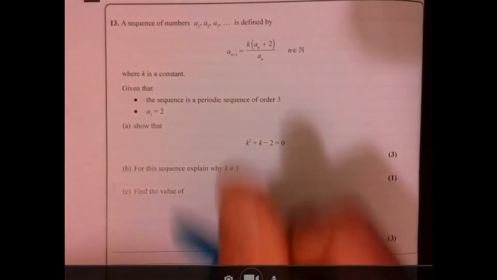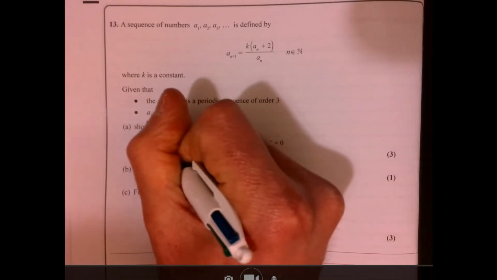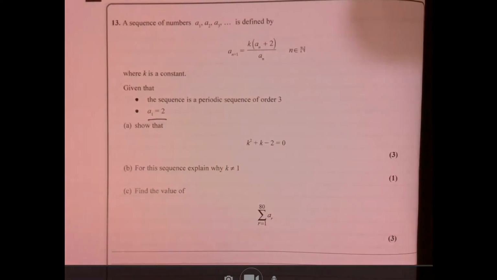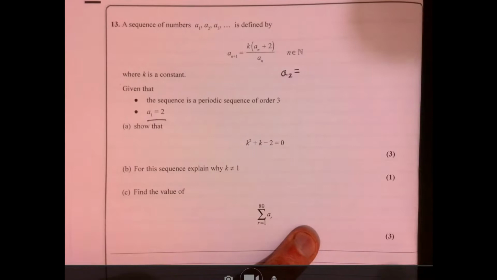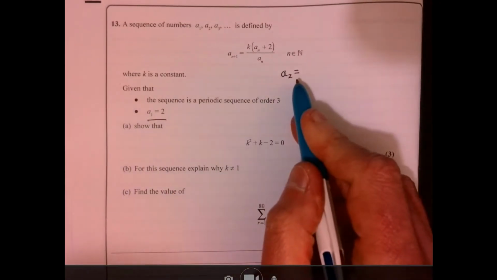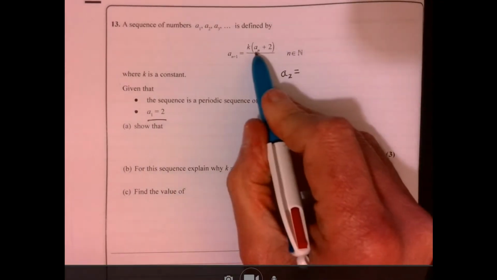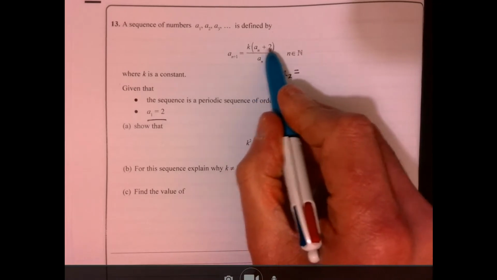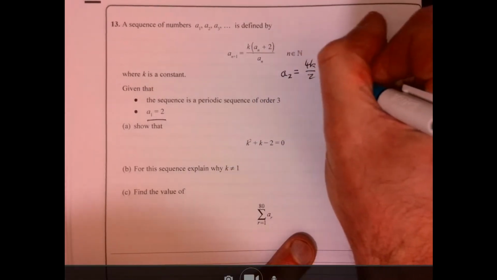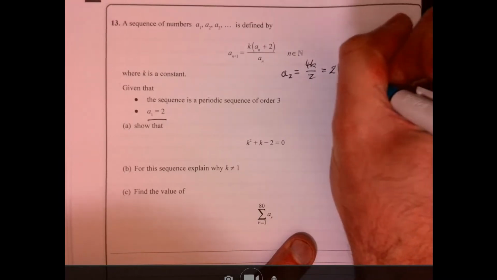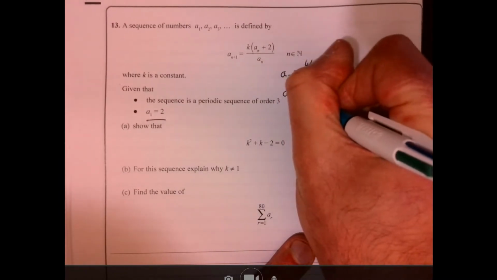Question 13. So let's have a little look and see what we know. We know that A1 is equal to 2. Let's first write down what A2 is. So A2 must be, just stick 2 in here: 2 plus 2, so that's 4k over 2. So that's 2k.